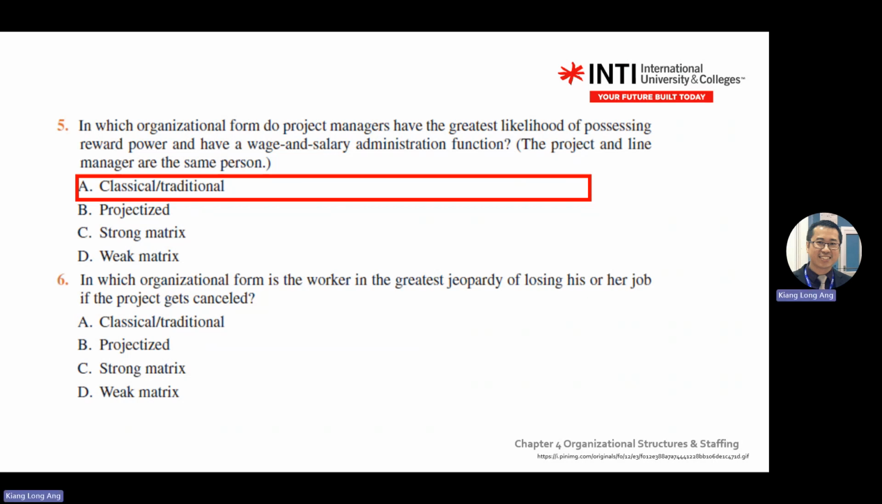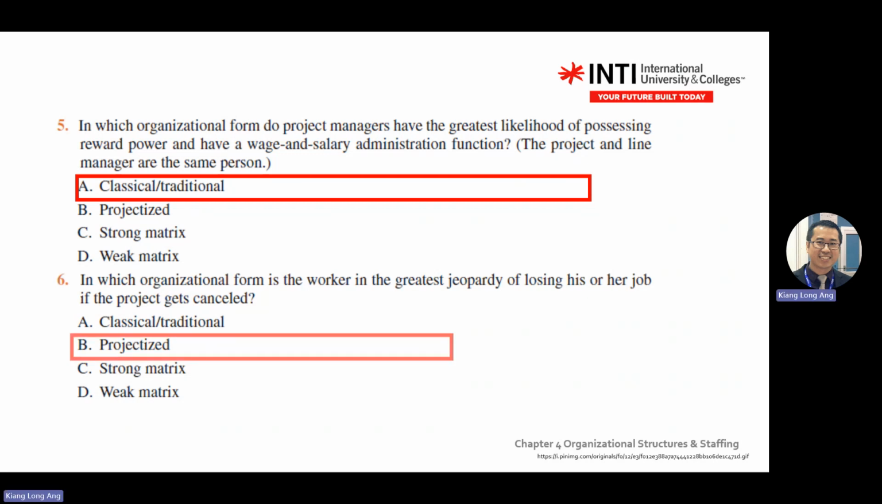In which organization form is the worker the most jeopardized of losing his or her job, his project is cancelled? It's about job security. You go into the company, or the company uses this organization chart. So maybe your job security is not as great as in other organization charts. Again, you read under the advantages and disadvantages of the organization chart, then you know.